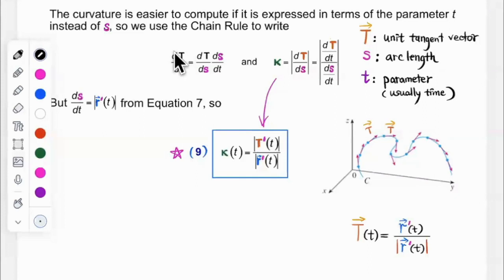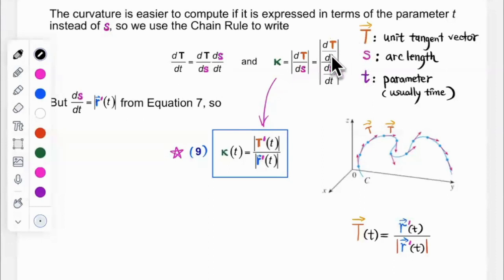So the rate of change of big T, the unit tangent vector, with respect to small t, the independent variable, the parameter t, is going to be dT/ds times ds/dt. Now remember the definition for curvature is the magnitude of dT/ds. Now dT/ds over here is going to be dT/dt, d big T, d small t, divided by ds/dt. So we replace this by that, and we get that it's equal to the magnitude of this.